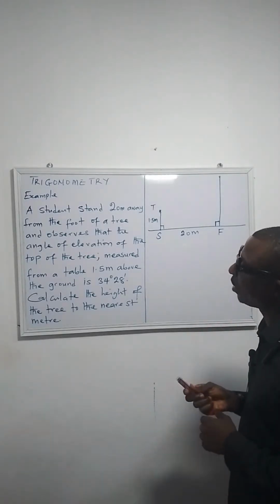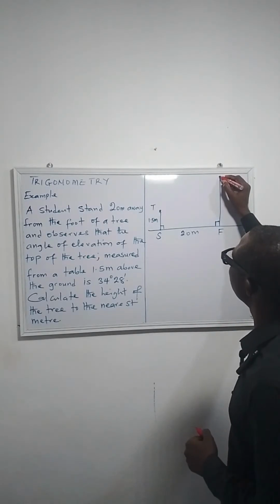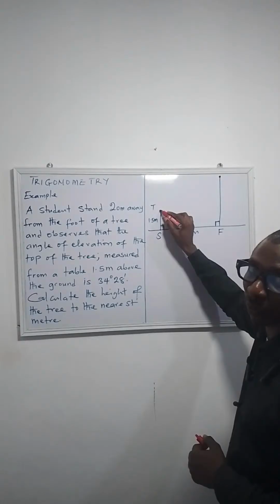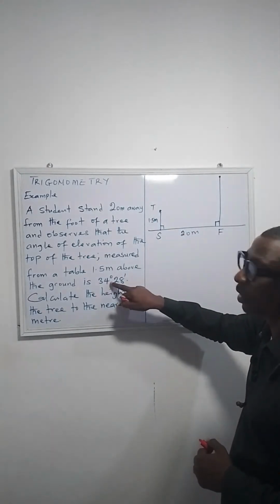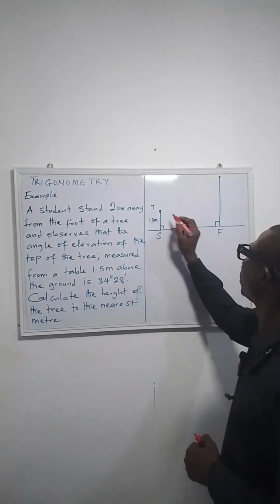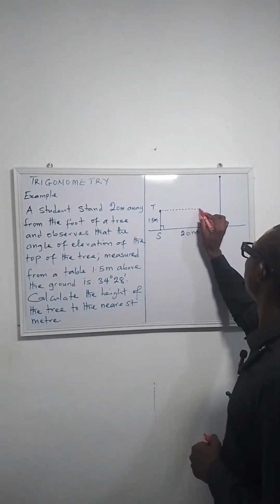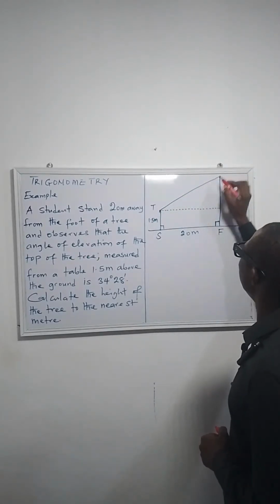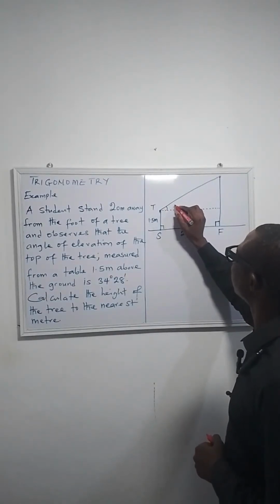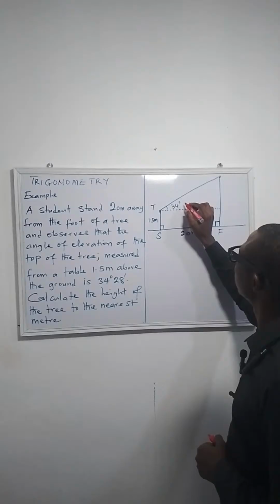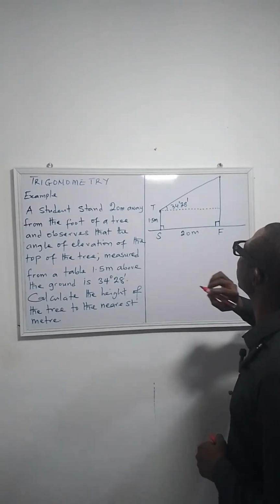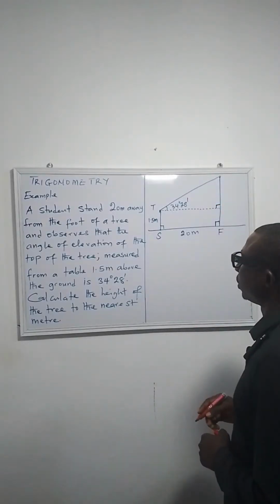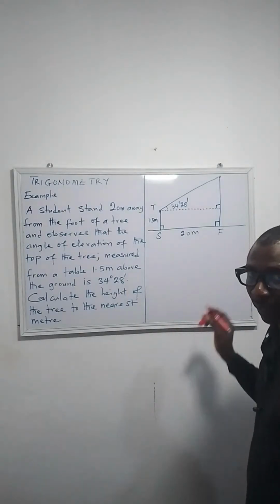So now the student views the top of this tree at an angle of elevation of 34 degrees 28 minutes. Let's draw a line here. So the angle of elevation here is 34 degrees 28 minutes, and this one is going to be a right angle. So this is the diagram.